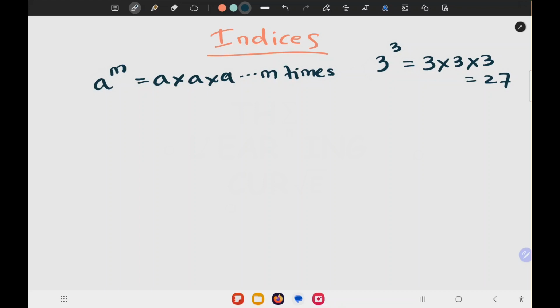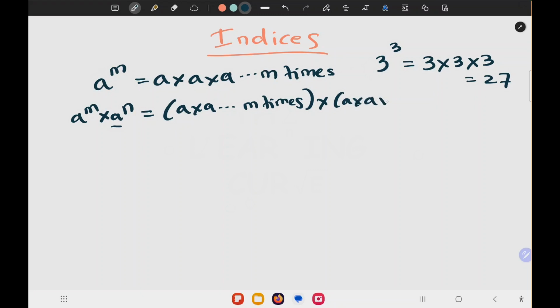So from this we can easily get the first law of indices. a to the power m times a to the power n is equal to what? Obviously a to the power m is going to be a times a, m times, and a to the power n is going to be a times a, n times, right? So we have a total of m a's here and n a's here. So in total we have m plus n a's. So this is equal to a to the power m plus n.